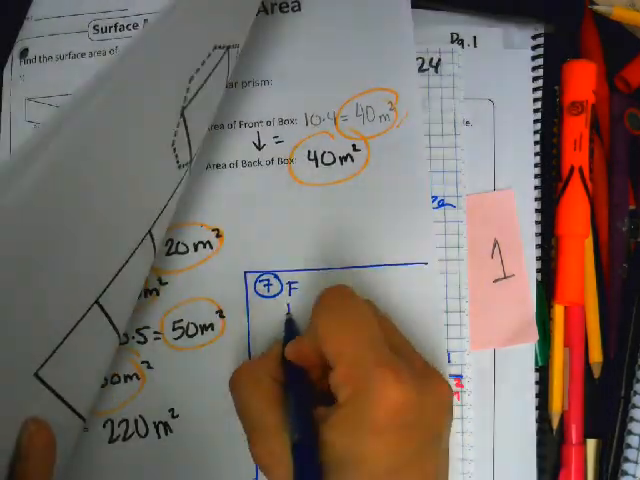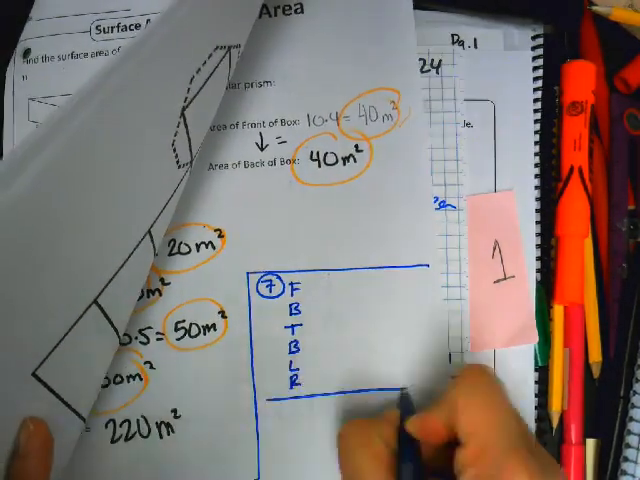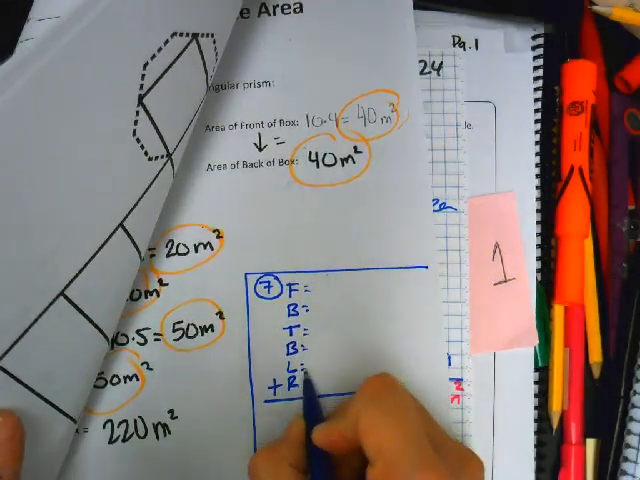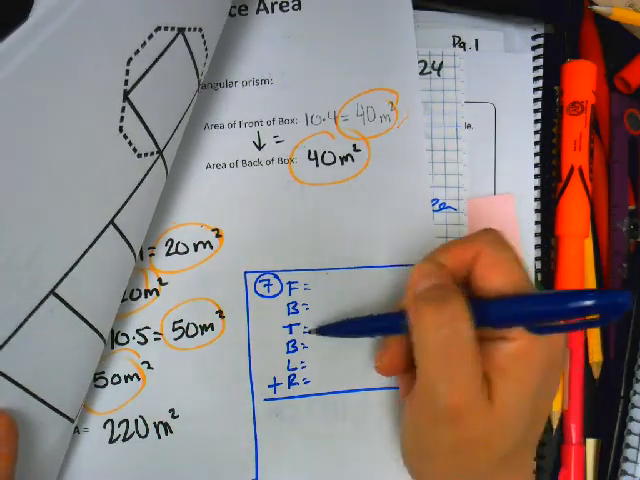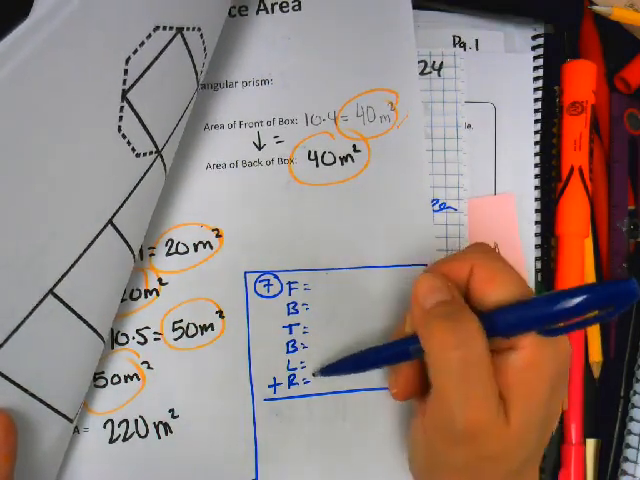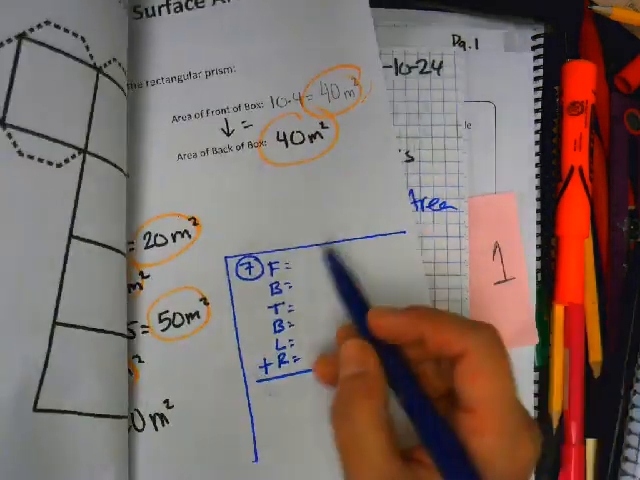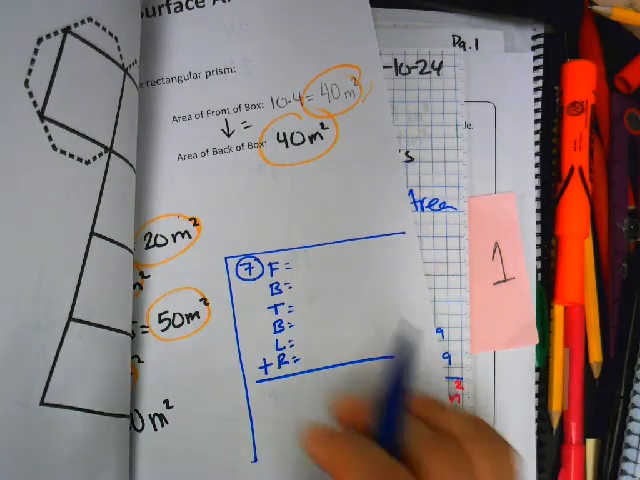Front, back, top, bottom, left, right. So, what's the area of the front side, back side, top side, bottom side, left, right for number 7? What's the front, back, top, bottom, left, right for number 7?